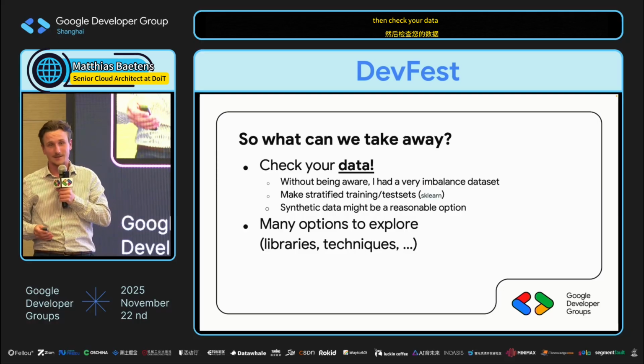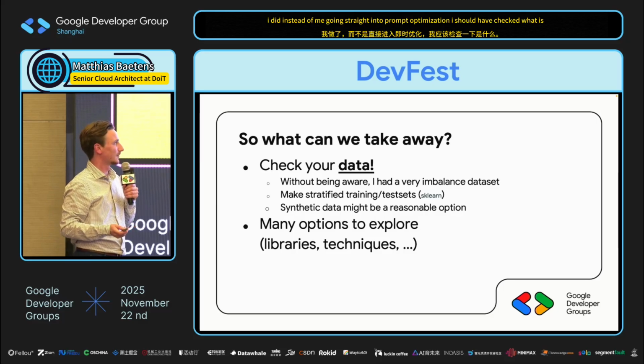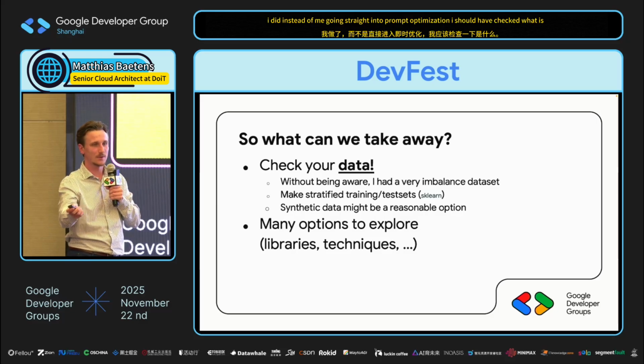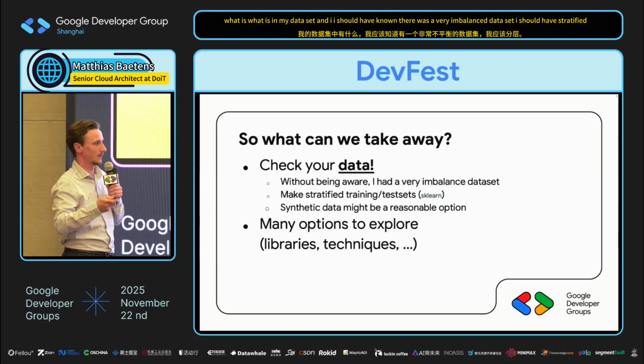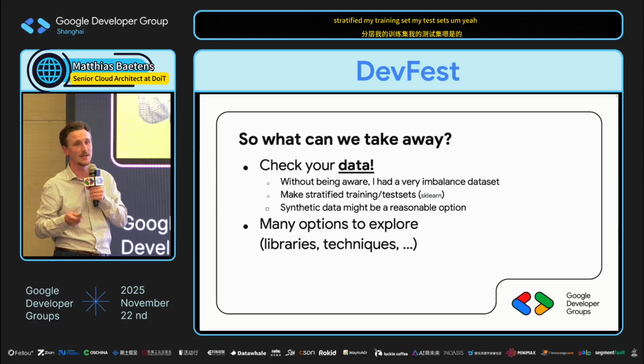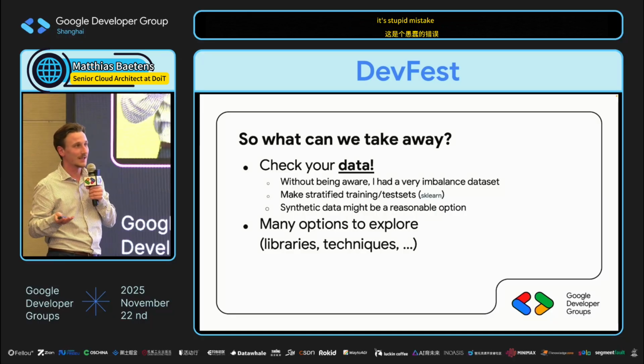Then check your data. That should have been the first thing I did. Instead of going straight into prompt optimization, I should have checked what is in my data set. And I should have known there was a very imbalanced data set. I should have stratified my training and test sets. Yeah, it's a stupid mistake.